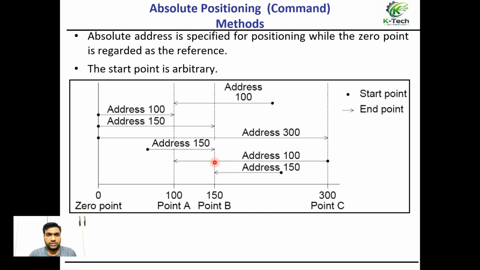In the absolute positioning method, the servo amplifier remembers the last value. Whatever value is in the buffer, it will be stored, and according to that it will move. So this is the absolute positioning method.